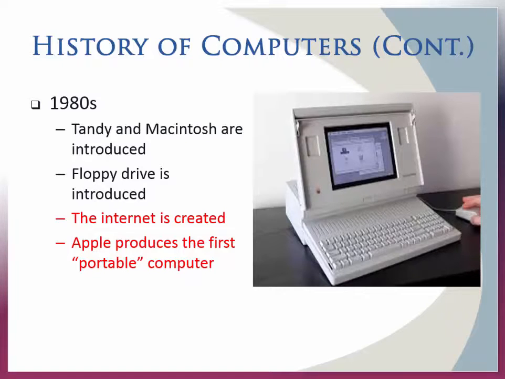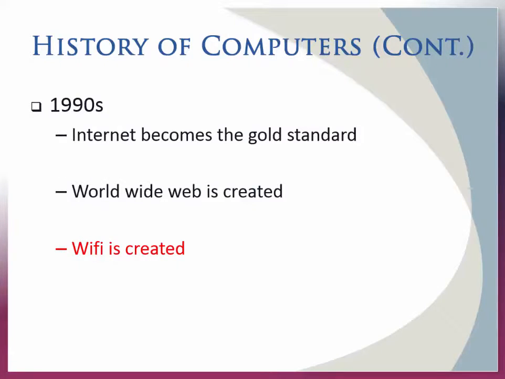And then Apple produced the first portable computer. And I say portable in essence because that computer was almost 20 pounds and it cost at that time about $6,500. In today's market, $6,500 is a lot to pay for a portable computer. So just imagine back in the 80s. In the 1990s is when the internet became the gold standard for searching information, and the World Wide Web was officially created. So all the www dot addresses we put in now originated in the 90s.